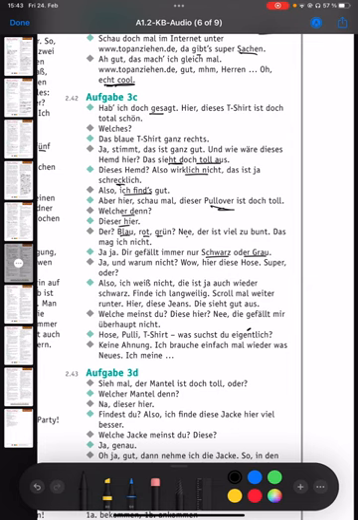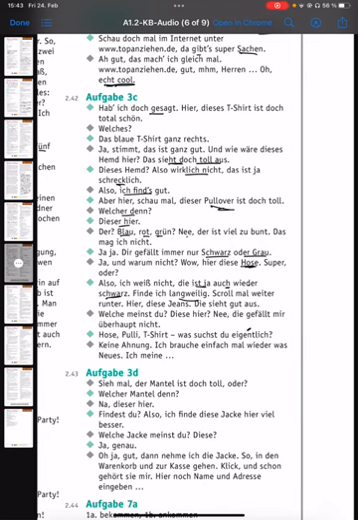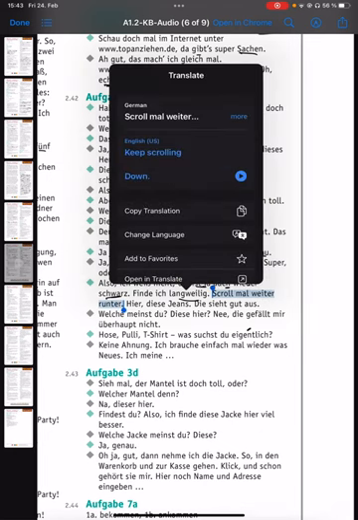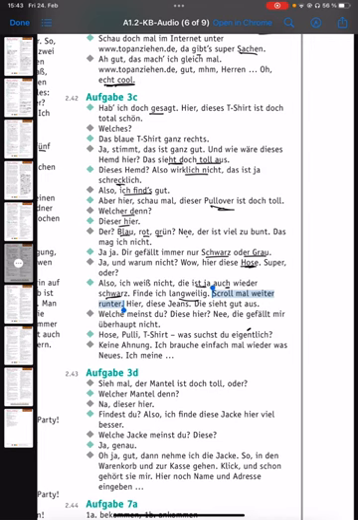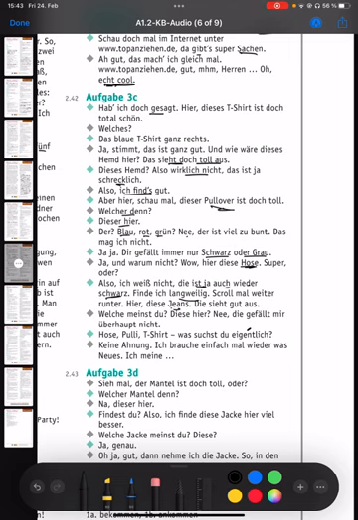Oh, here, these are Hose, super, oder? This pants, Hose, pants, Hemd is shirt. Super, right? Also, ich weiß nicht, I don't know. Das ist ja auch wieder schwarz. That is again black. Finde ich langweilig, that is boring. Scroll mal weiter runter. Scroll a little down. I keep scrolling down. Okay. Here, these are jeans. This jeans looks good. Welche meinst du? Which one are you talking about? This one here. Nee, die gefällt mir überhaupt nicht. That I don't like at all.